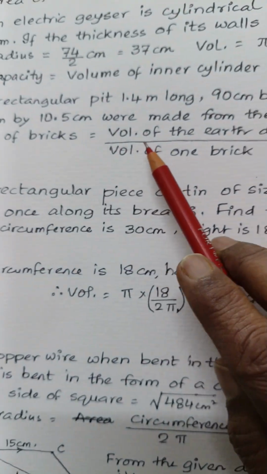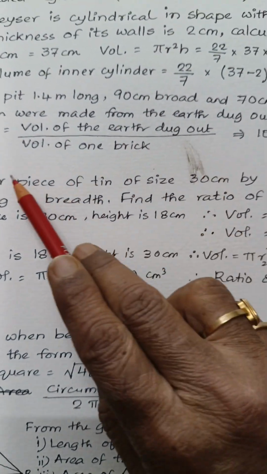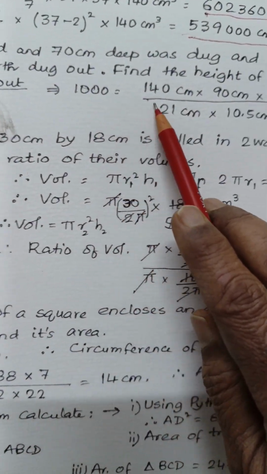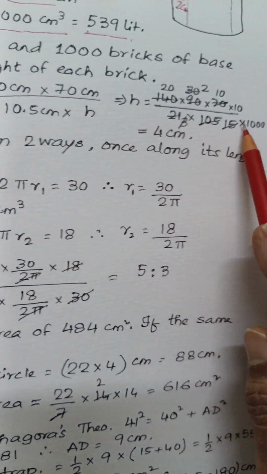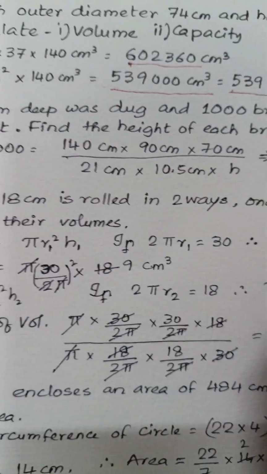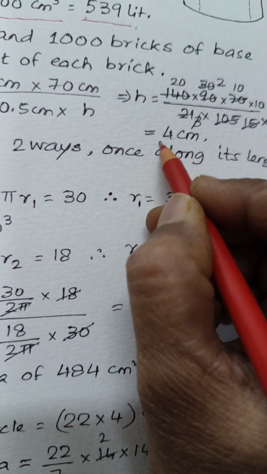So if you find out the number of bricks, which is equal to volume of the earth dug out divided by volume of one brick, you will be getting the number of bricks, that is 1000. So here we come across this, the height of each brick.